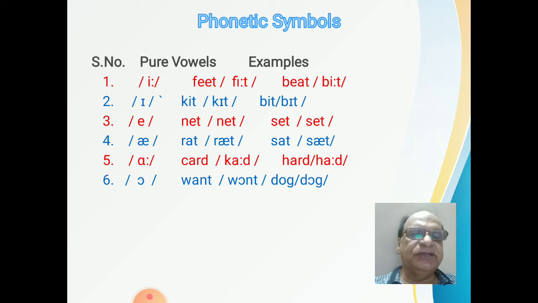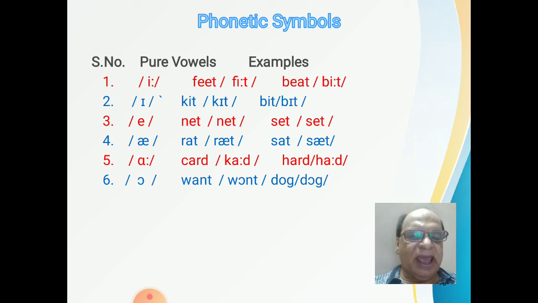Look at the way we represent these phonetic symbols. They are written within these parallel bars, and the symbol in between is the phonetic symbol. Now you have to learn these sounds represented by these symbols. This represents the long E sound, very similar to the Hindi dirgh E, as in feet and beat. The second one is the shorter E, as in kit and bit. Third, the letter is E, but it represents the A sound, as in net and set.